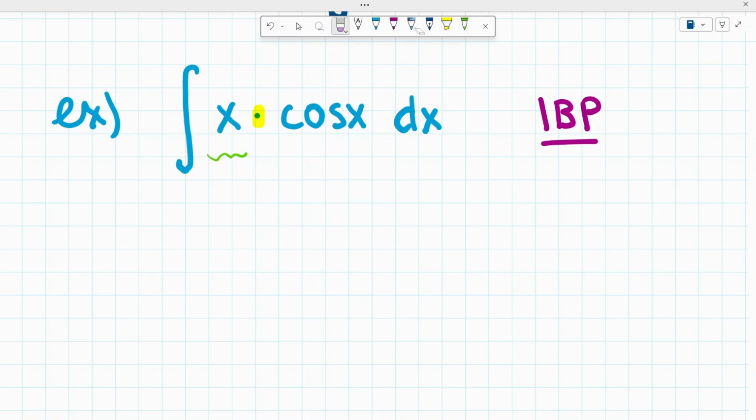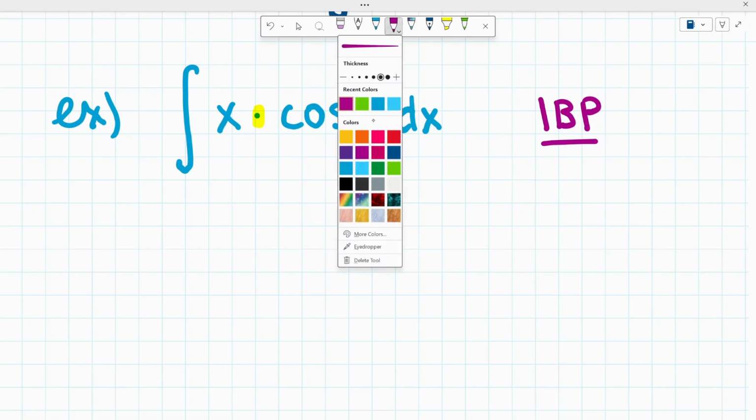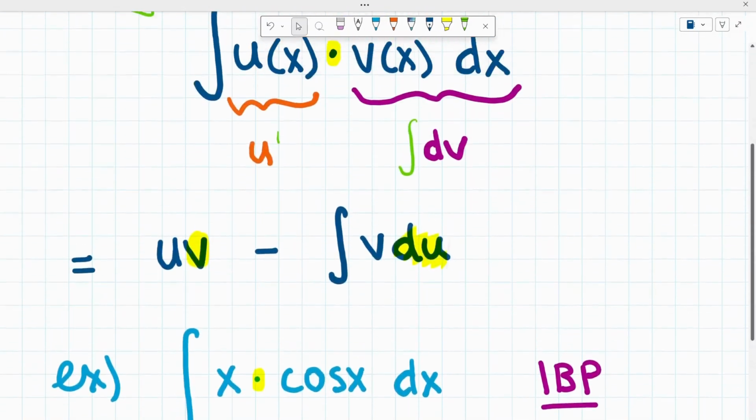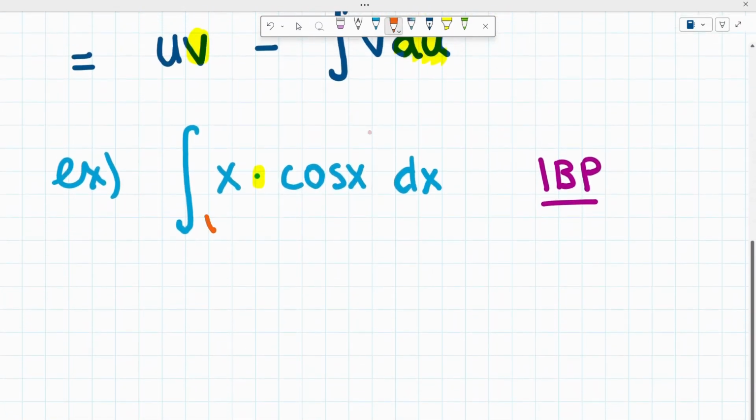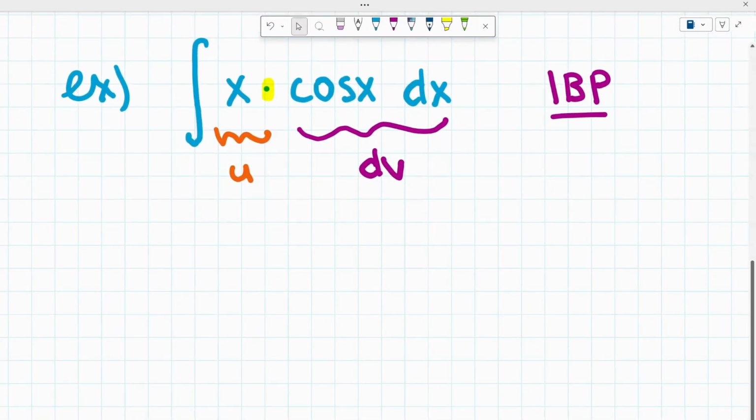So let's go ahead now and label this similarly to how we did at the beginning. So this x over here is going to be our u, and then the cos x dx, that whole piece is our dv. So we've got u and dv. What I recommend when solving this is actually just write out a chart or notes of what is your u, what is your du, what is your v, and what is your dv. So we're going to start with that.